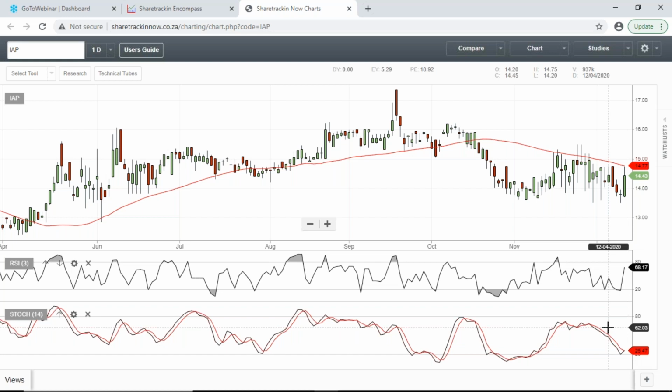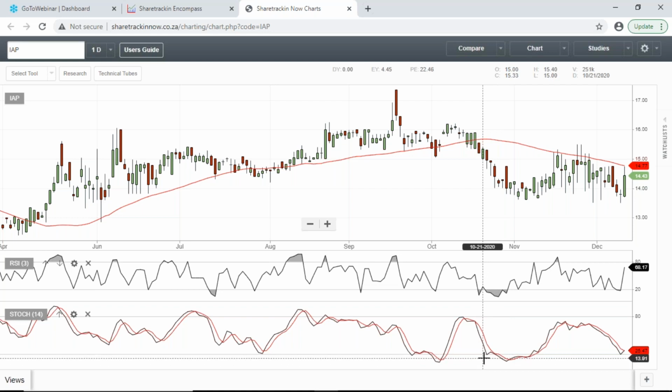So your RSI and stochastic work as follows. Your 0 to 20 area on both of them would be seen as the oversold area. In other words, this would be the time when you want to buy, because the share is at its lowest.